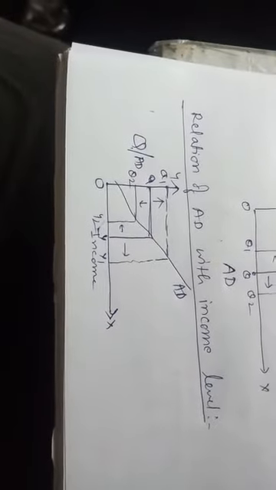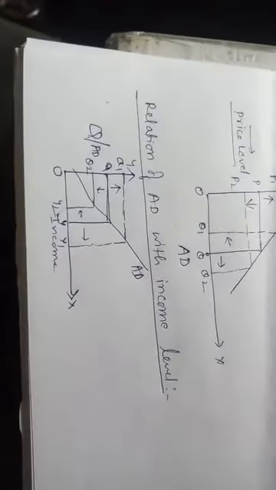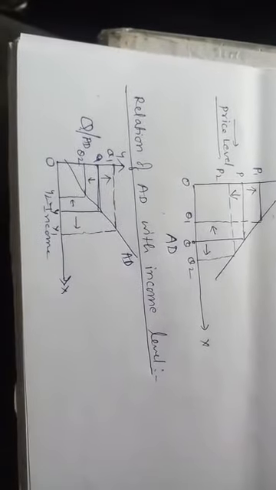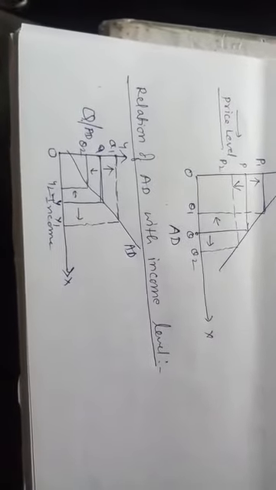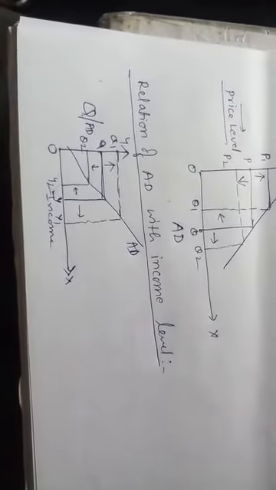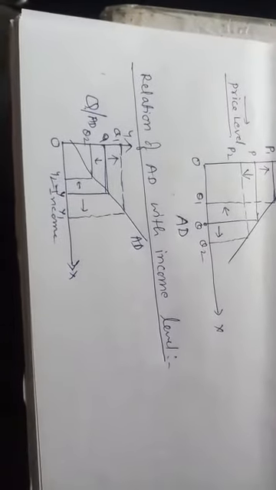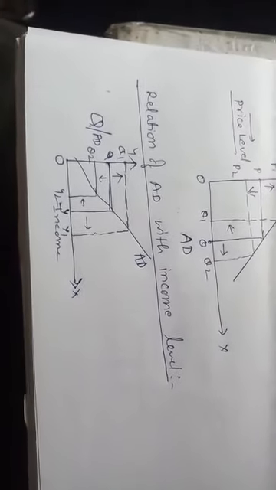Aggregate demand can be related with price level and income level. So we should always remember that there is a negative relationship between price level and aggregate demand, and there is a positive relationship between income and aggregate demand.